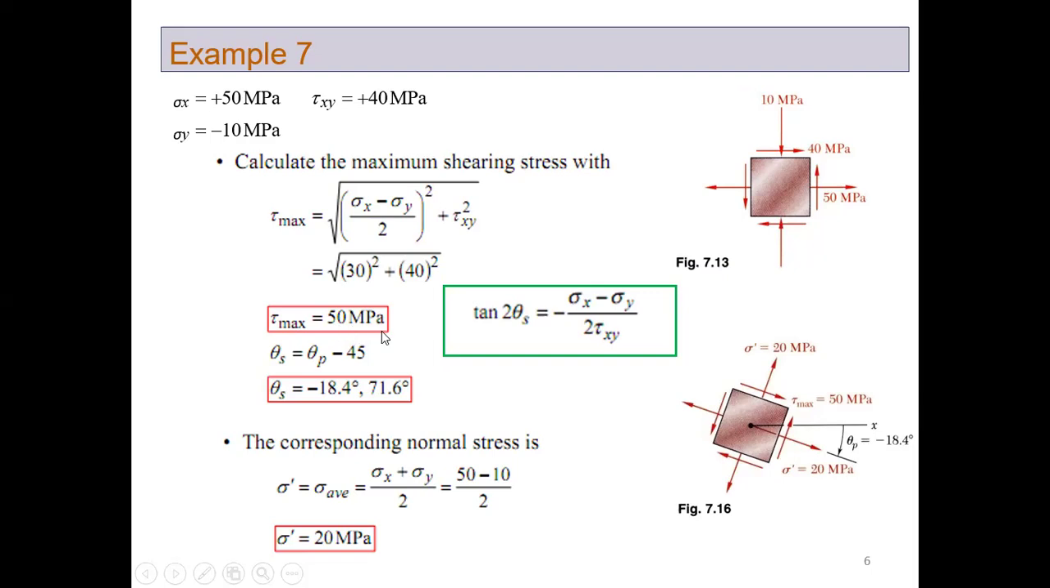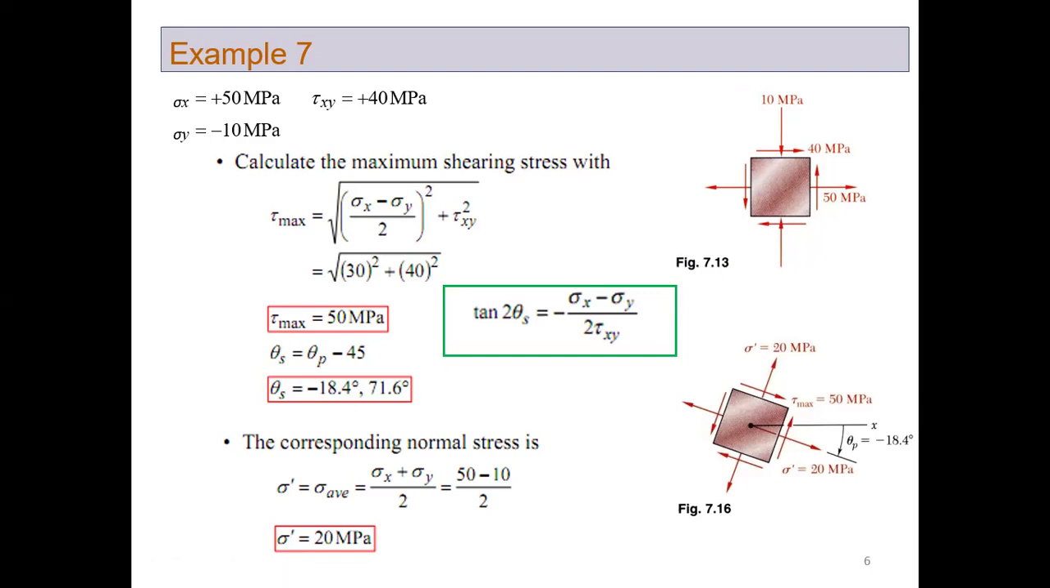And the orientation of the maximum principal stress with respect to the x-axis. This is the analytical model. Tangent of 2 theta s is equal to negative of sigma x minus sigma y divided by 2 tau xy, and there is a negative sign here also. After plugging the values and doing the calculation, and then taking the tangent inverse and dividing by 2 on both sides, theta s comes out to be minus 18.4 degree.